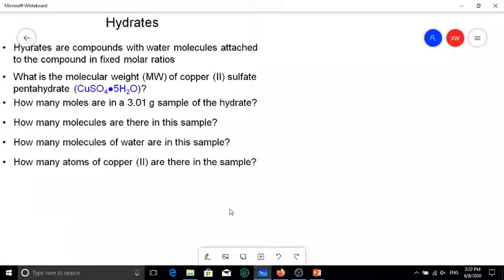Alright, in this video we're going to learn how to do mole calculations of hydrate molecules. A hydrate is a type of compound usually composed of two parts. One is a molecular compound with a number of water molecules. Hydrate is basically an abbreviation of water molecule. Here's an example highlighted in blue color here.